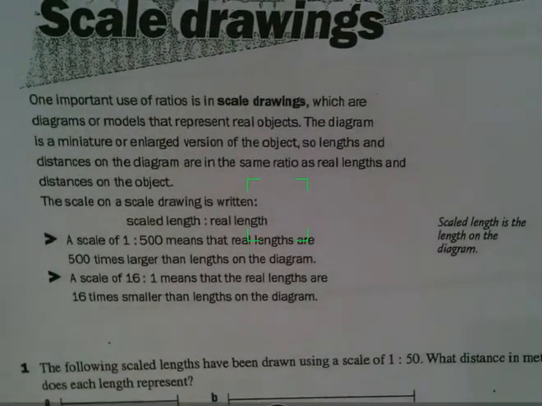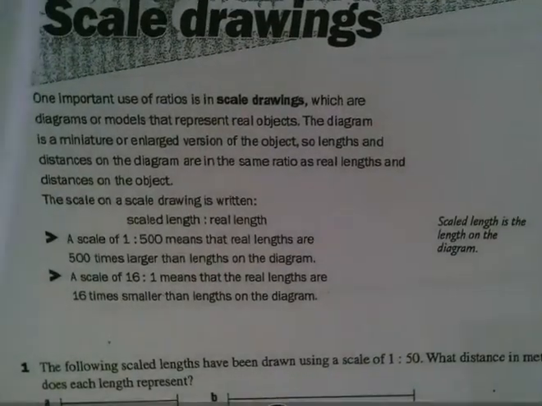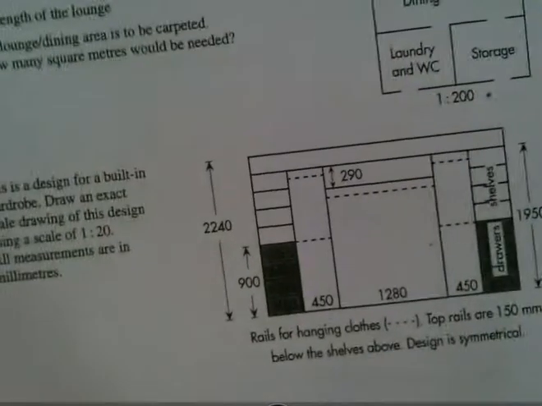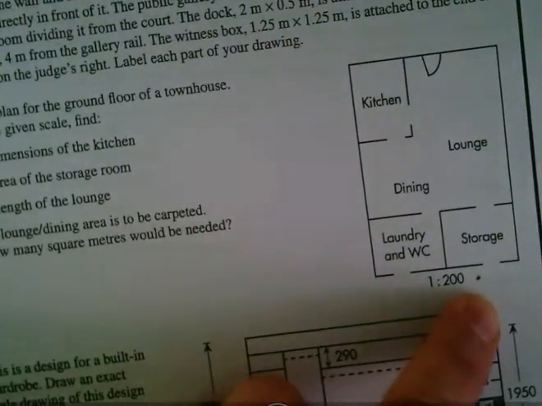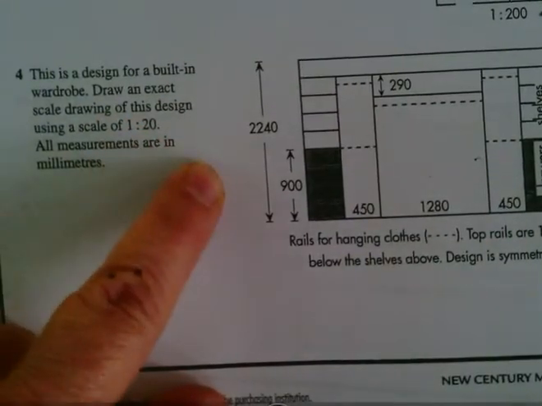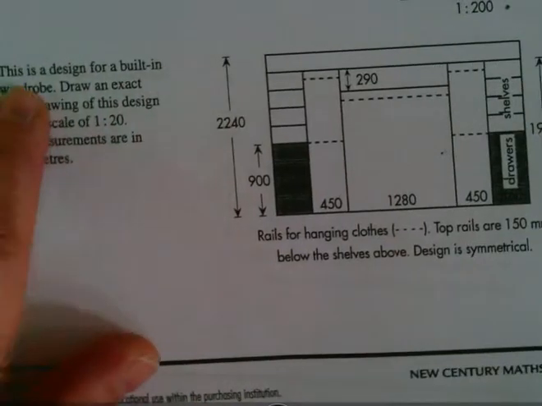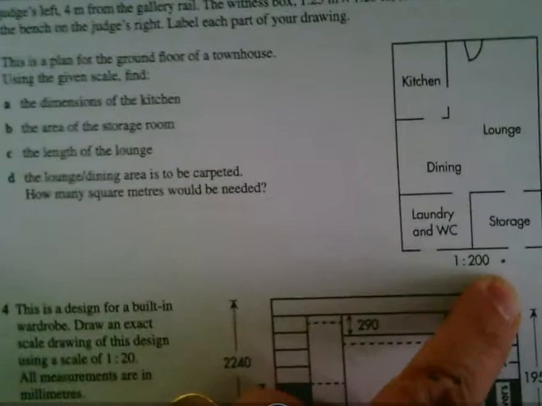Let's say if you've seen building plans. Have you ever seen that? Building plans where, for example, something like this. You want to build a house, right? You'll see this down the bottom, 1 to 200. This one's got a 1 to 20. It means something. It's got a scale of 1 to 20. This one has a scale of 1 to 200, this diagram.